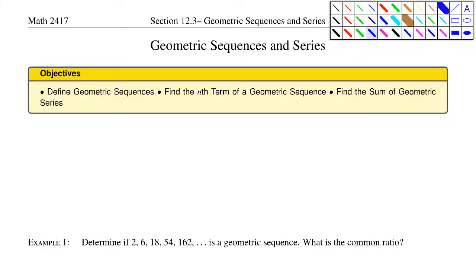In section 12.3, we look at geometric sequences and series. So this is sort of the exponential analog to arithmetic sequences. If arithmetic were linear, then geometric is exponential. So let's go ahead and define geometric sequences.